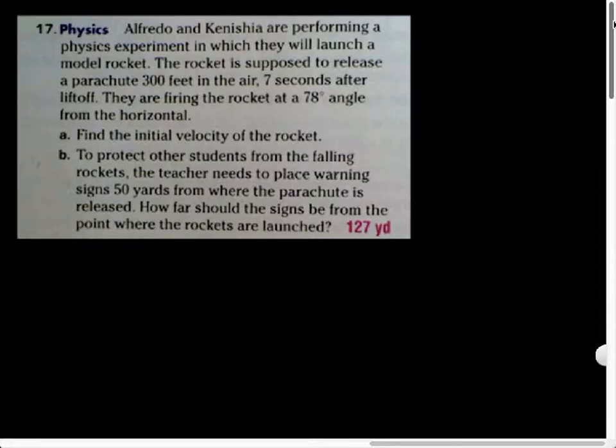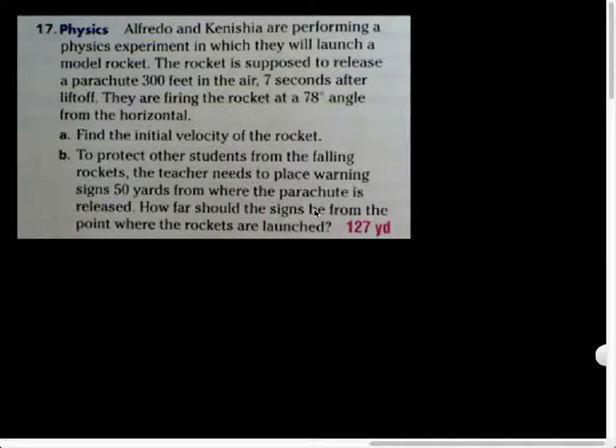So here's question 17, which I hear was a little bit tougher. Alfredo and Kanicia are performing a physics experiment in which they will launch a model rocket. The rocket is supposed to release a parachute 300 feet in the air, 7 seconds after liftoff. They are firing the rocket at a 78-degree angle from the horizontal. Find the initial velocity of the rocket.